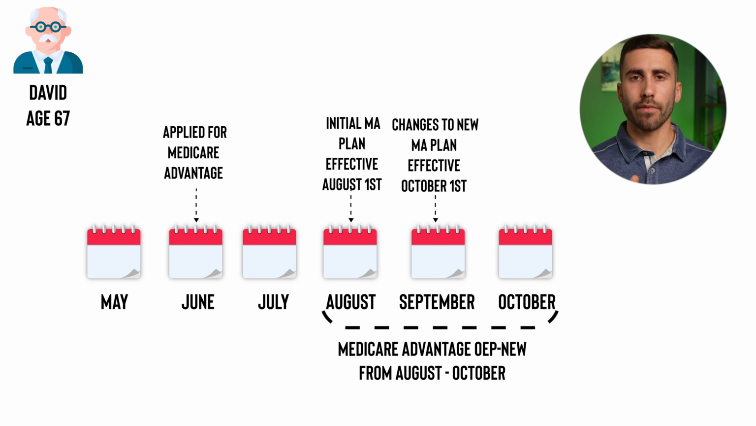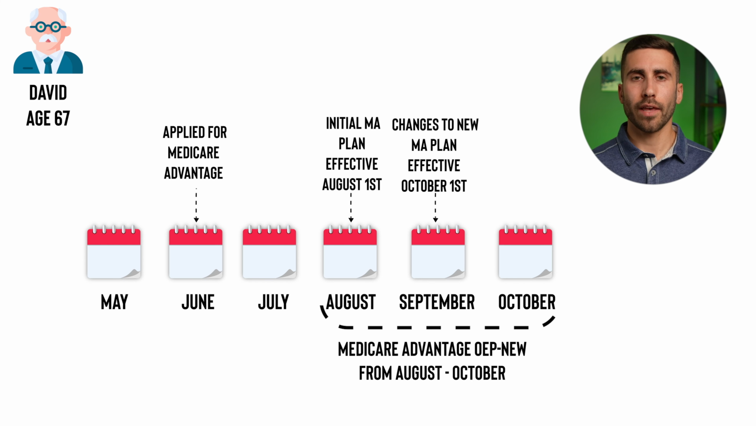In this case, David's OEP New would last from August through October, giving him the chance to either change Medicare Advantage plans or return to original Medicare with or without Medigap and Part D coverage. Again, this enrollment period is for those enrolled in a Medicare Advantage plan, and it does not apply to changing from one Part D plan to another Part D plan.